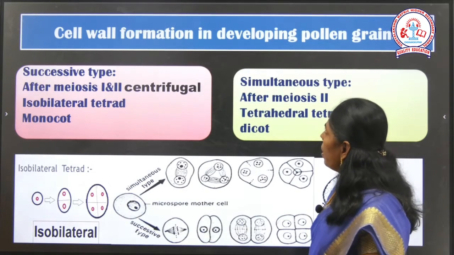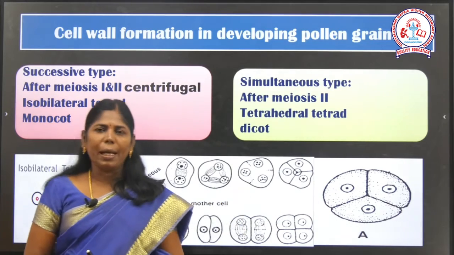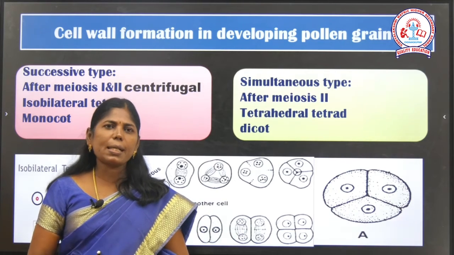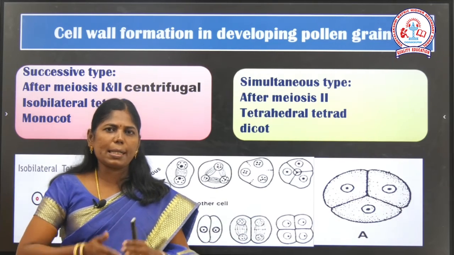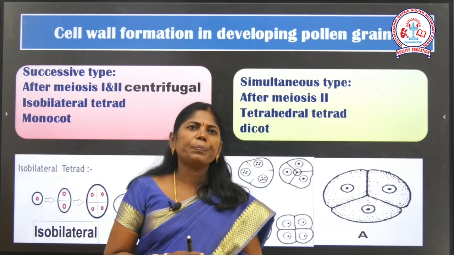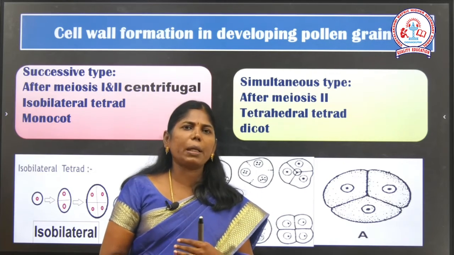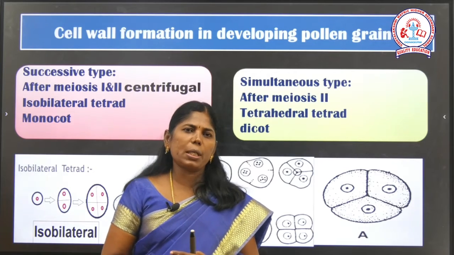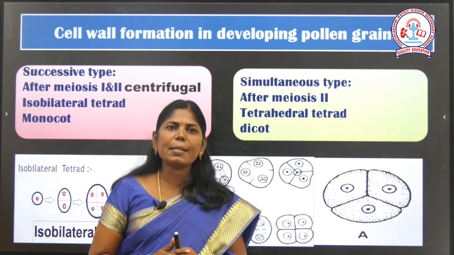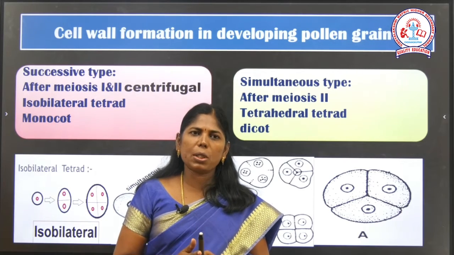So next, cell wall formation in developing pollen grains. How is the cell wall formed in the pollen grains? Actually, it consists of 2 types: one is the successive type, another is the simultaneous type. Successive type means the cell wall is formed after meiosis 1 and 2, in monocot plants. Meiosis 1 is completed and meiosis 2 also is completed, and only then cell wall formation occurs, in a centrifugal manner. This type of arrangement is known as an isobilateral tetrad. The isobilateral tetrad type is present in monocots.